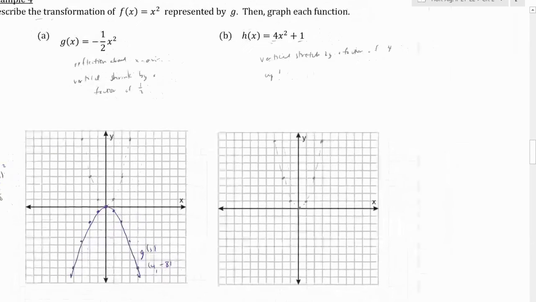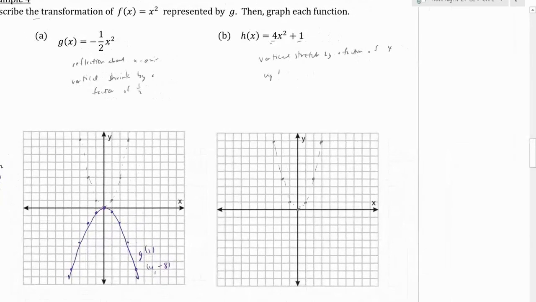This one, okay, so we're just going to move it up 1. And then we're going to stretch it. So if we went over 1 up 1, now we're going to go over 1 up 4. So we'll have those points right there. And I'm not going to worry about the next one because where it was over 2 up 4, if I quadruple that, it'd be over 4 up 16. I'm going to run off the page. But I've got it going through 1, 5, right? So if I did h of 1, 4 times 1 squared plus 1, that gets to 5. It goes to the point I said it did.